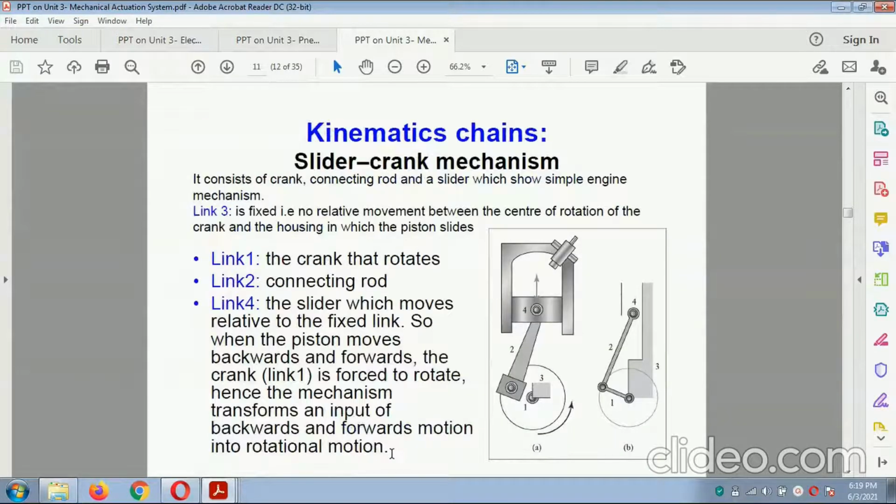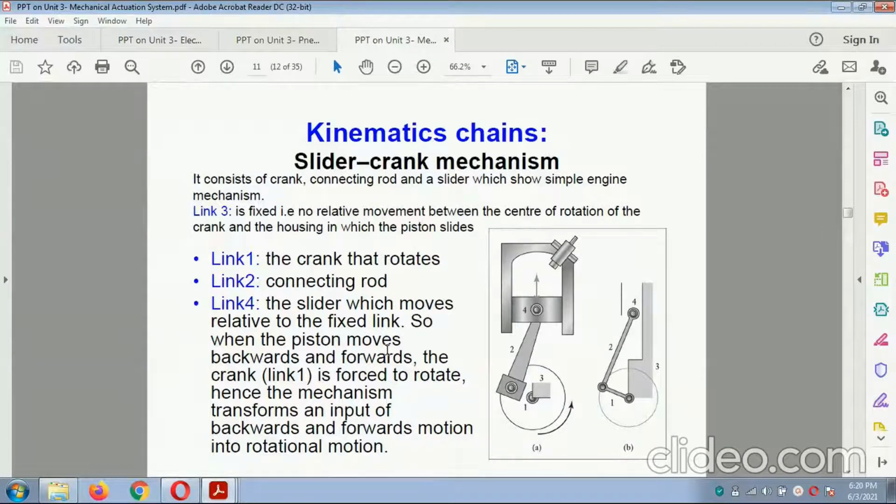The slider crank mechanism. It consists of the crank, the connecting rod, and the slider, which shows the simple engine mechanism. Link 3 is fixed, with no relative movement between the center of rotation of the crank and the housing on the piston side. Link 1 is the crank that rotates. Link 2 is the connecting rod. Link 4 is the slider that moves.